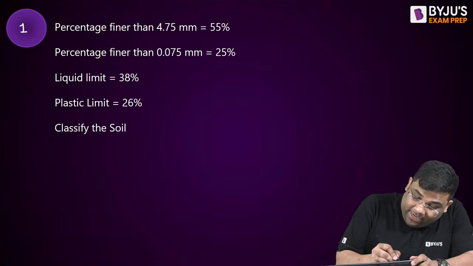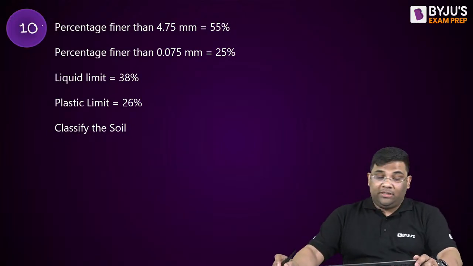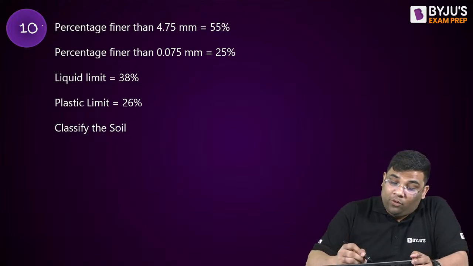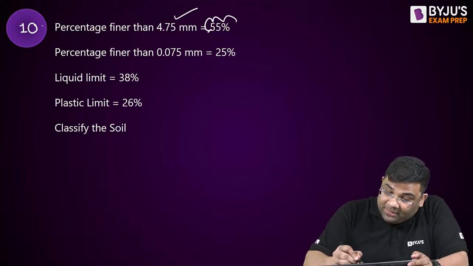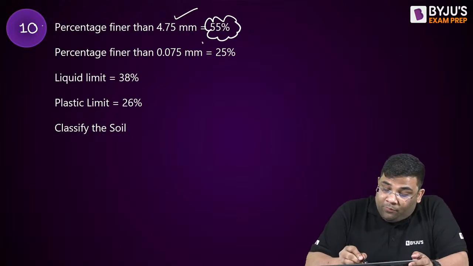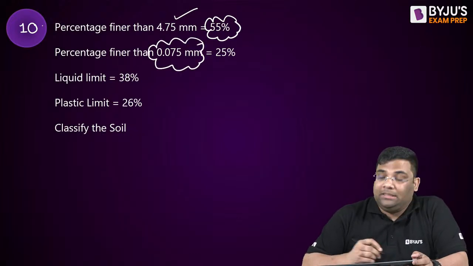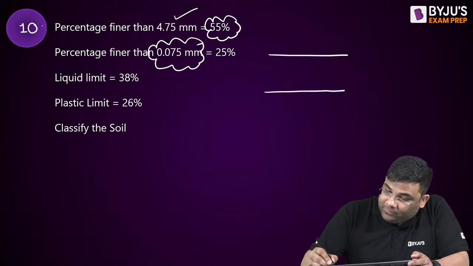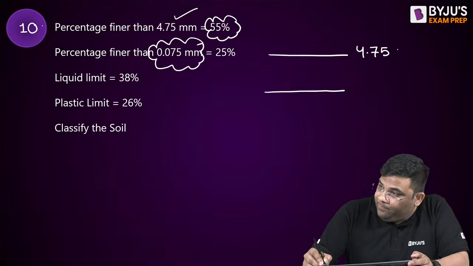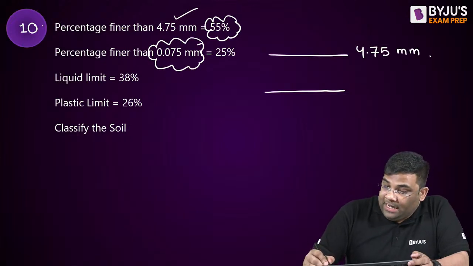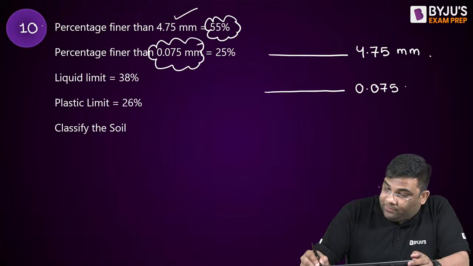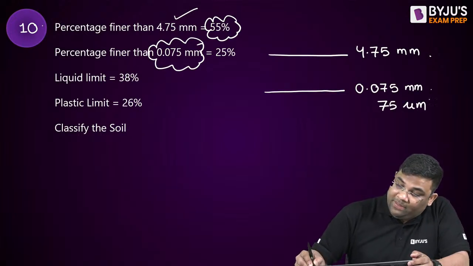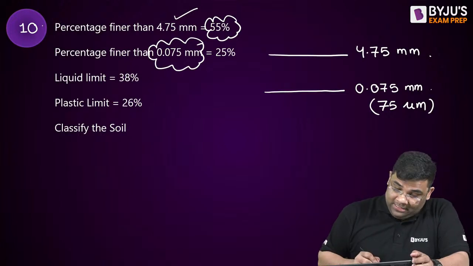So, we'll classify the soil. The 10th question is on classification of soil. It is given percent finer than 4.75 is 55% and percent finer than 0.075 is 25%. Whenever you are classifying the soil, classify like this. You see the 4.75 mm sieve, and then the 0.075 mm sieve. This is also known as what? 75 micron, right?